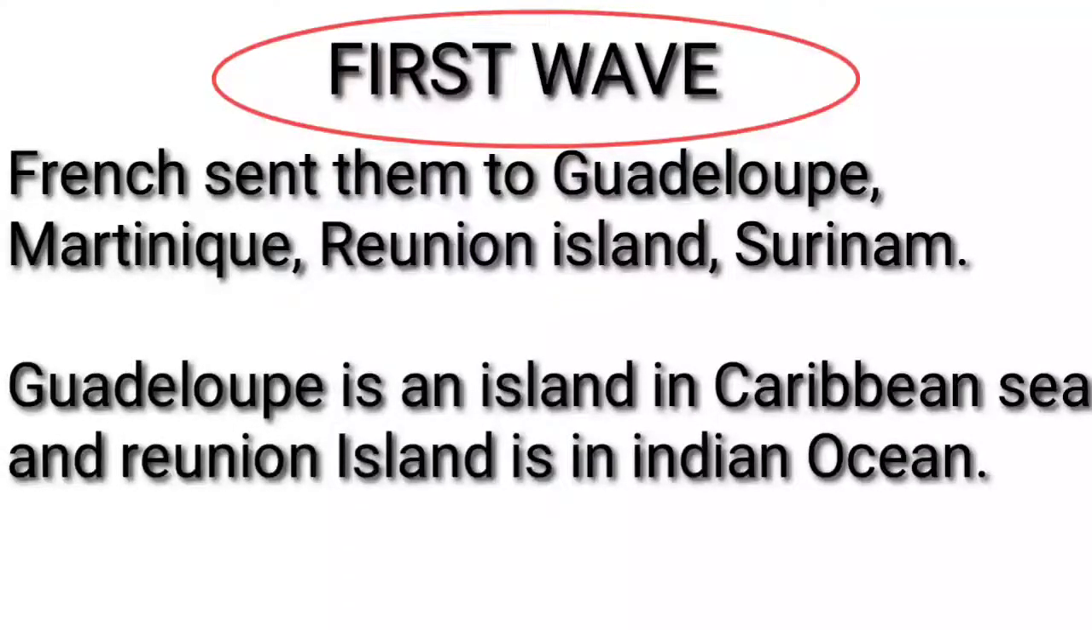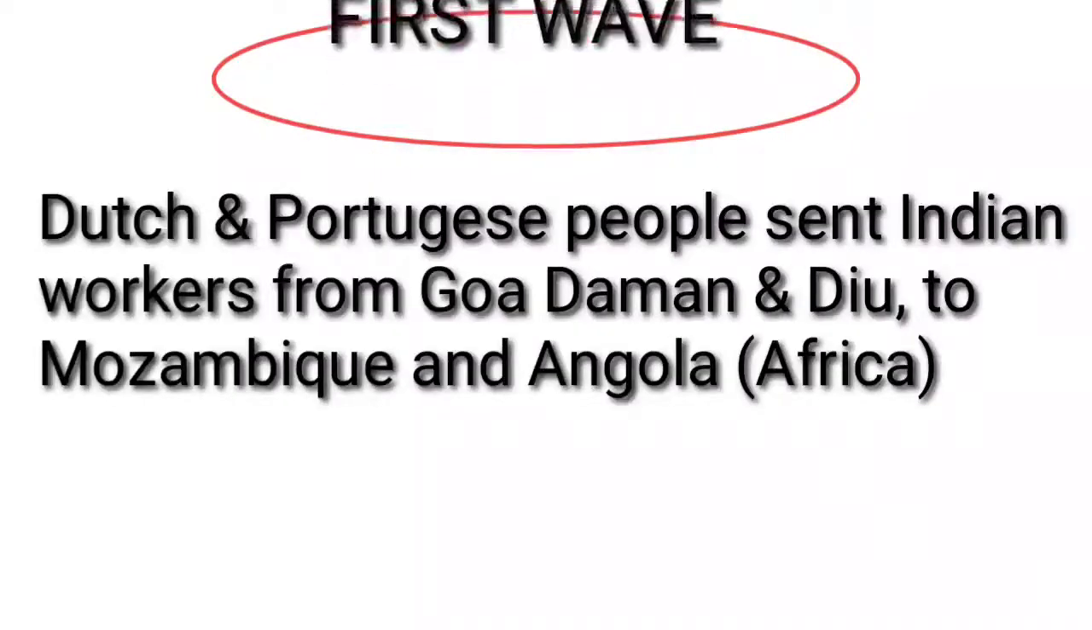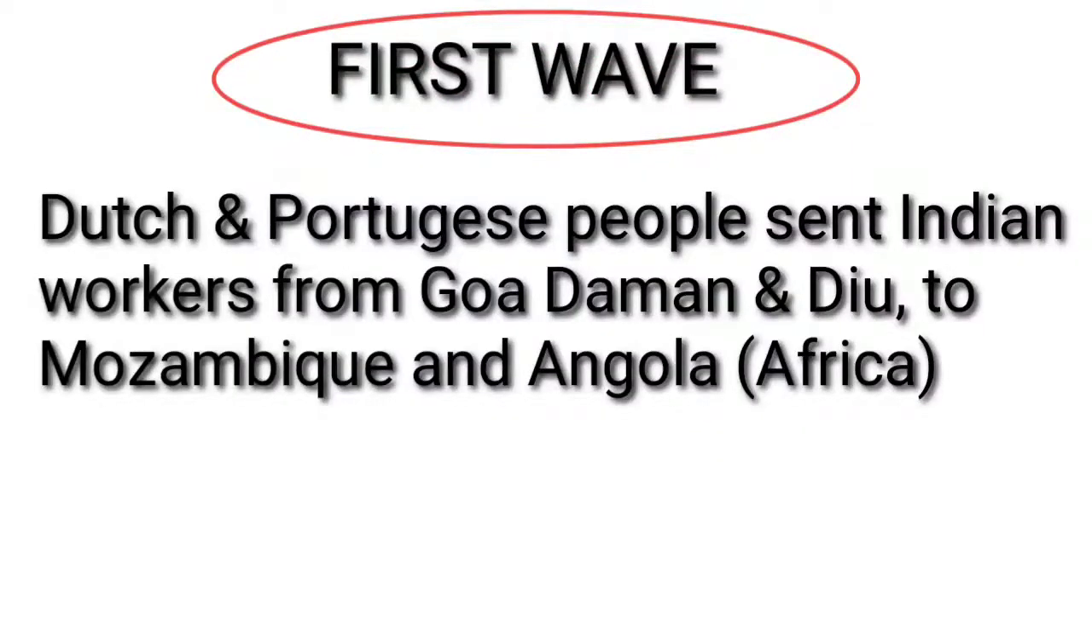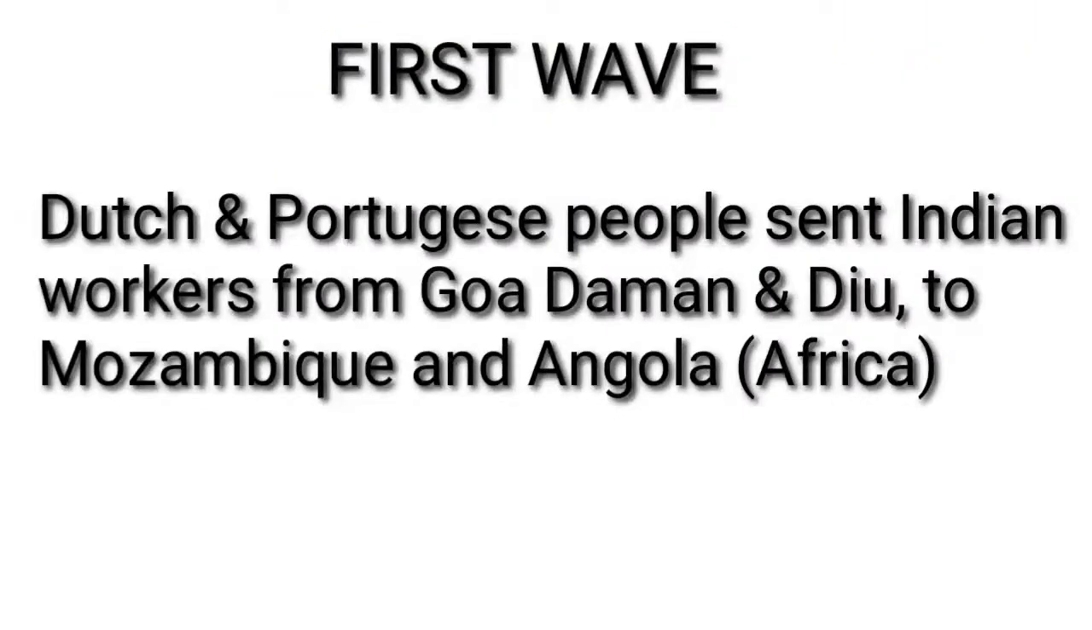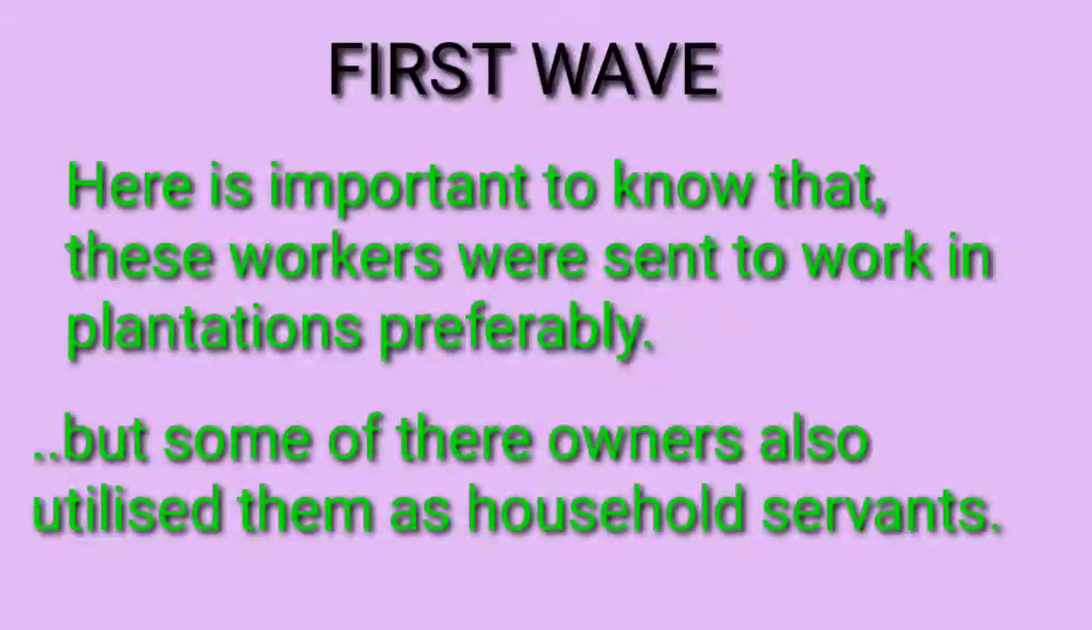Guadeloupe is an island in Caribbean Sea and Reunion Island is in Indian Ocean. Dutch and Portuguese people sent Indian workers from Goa, Daman, and Diu to Mozambique and Angola in Africa. Here it is important to know that these workers were sent to work plantations preferably, but some of their owners also utilized them as household servants or workers.